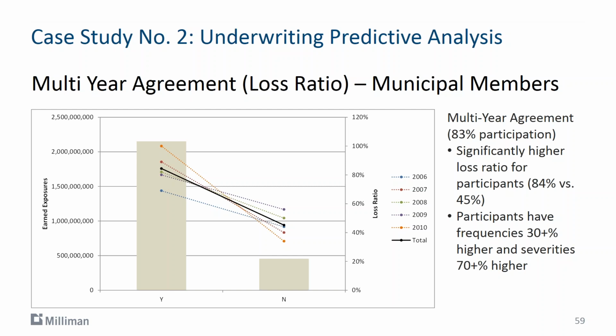So you've got folks that are in the multi-year, you're signing on to them for a couple of years, they get other benefits, they're gonna get discounts, they're gonna get into CAP, and they have higher loss ratios than those that don't. And we found in looking at this closer that the participants generally tended to have about 30% higher frequency and about 70% higher severity. So again, something that they weren't expecting happened, and they needed to refine this underwriting rule.